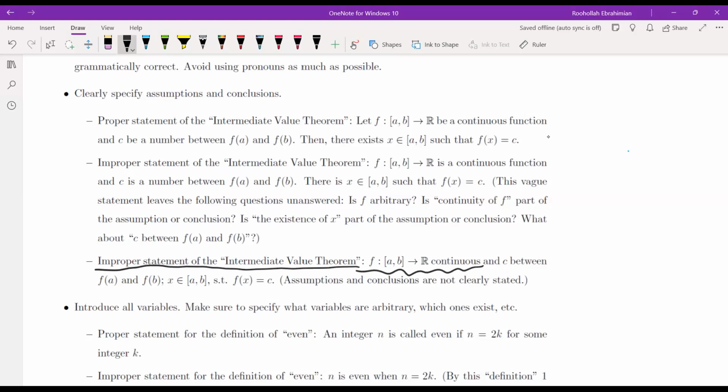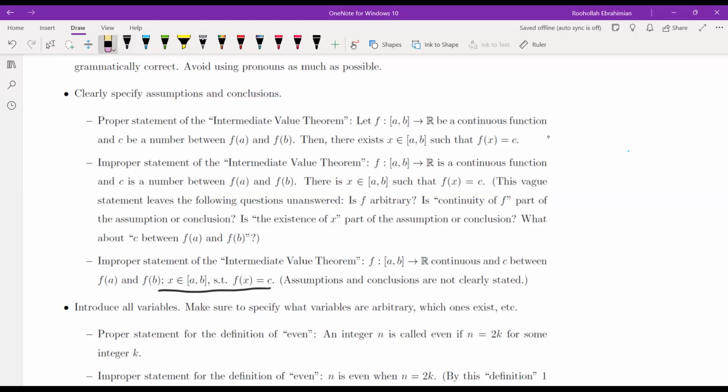And again, C between f of A and f of B. It's not clear. Is C between f of A and f of B, or are you saying C is not between f of A and f of B? So you have to make sure it is completely clear, grammatically correct, and also mathematically correct, which means you are stating what is assumption, what is conclusion. And then the next part, which is supposed to be the conclusion, but again, it's not stated, is that there exists x in A B such that f of x is equal to C. So you have to state that this is part of the conclusion.